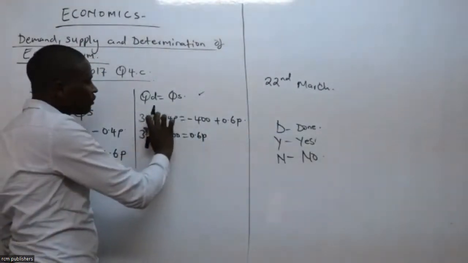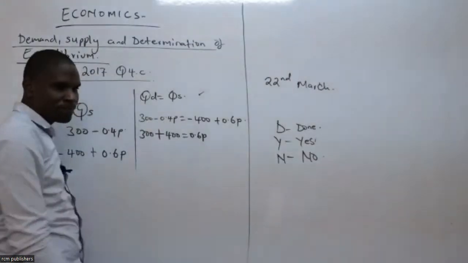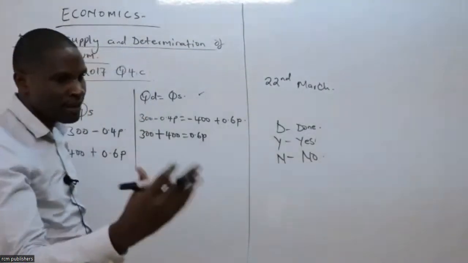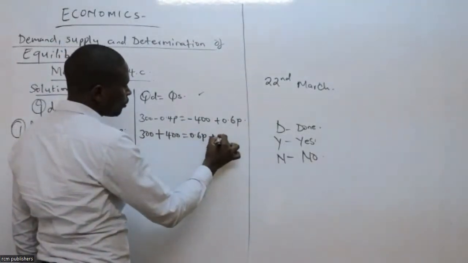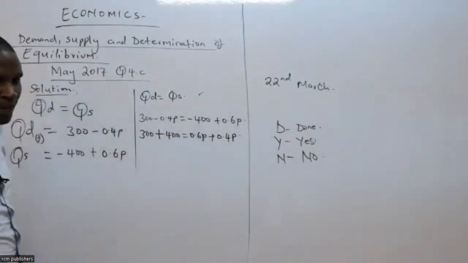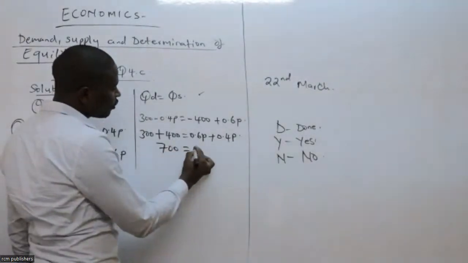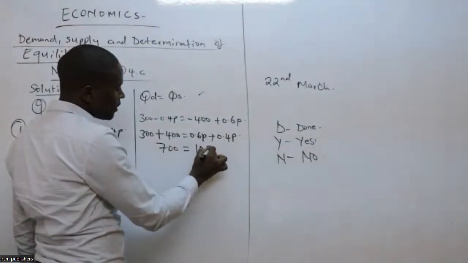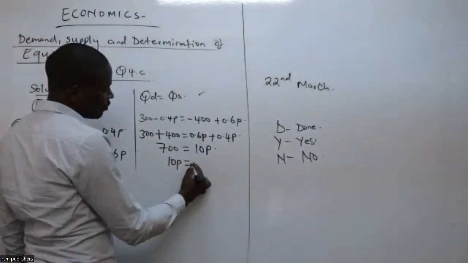What happens to that sign? The sign changes to addition. So I'll be having 0.4p. Asante. So I'm having 700 is equal to 0.6 plus 0.4, that is 1.0p. I can just put my p this side and then it is equal to 700.